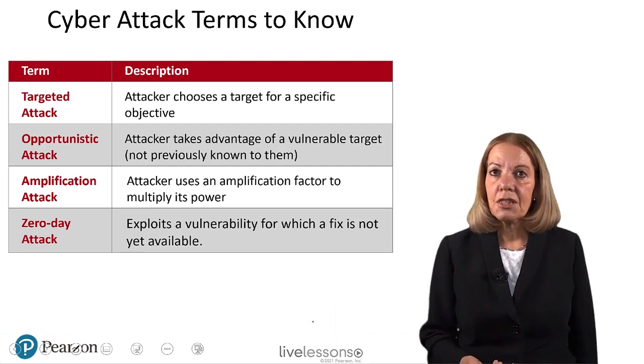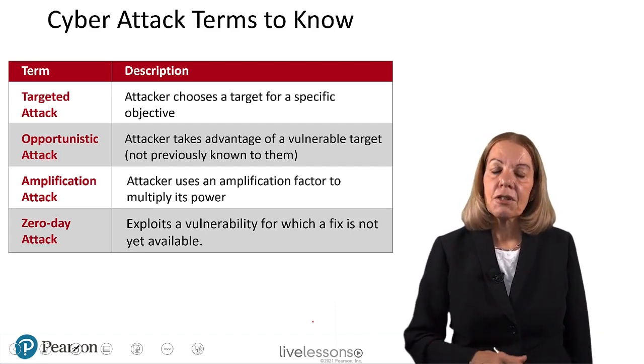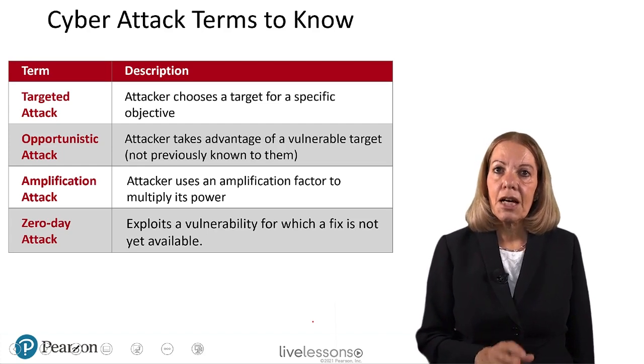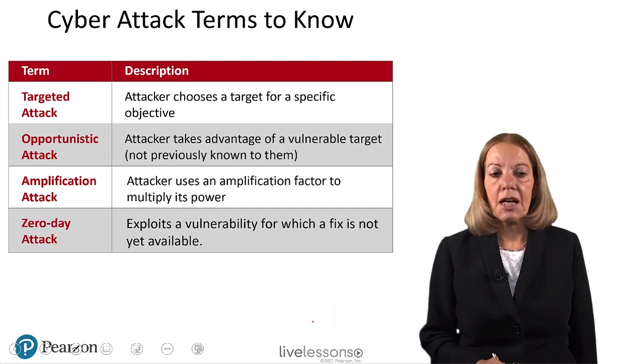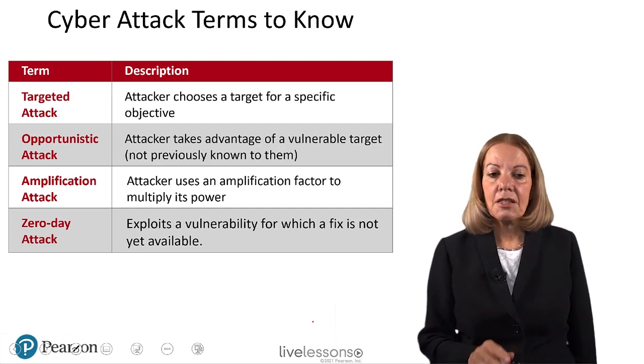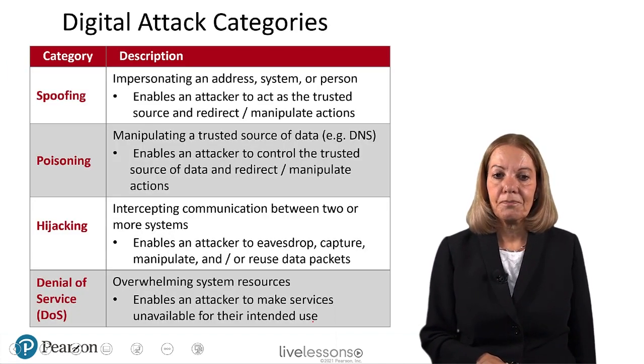An amplification attack is when an attacker uses an amplification factor to multiply its power. And a zero-day attack is when the attacker exploits a vulnerability for which there's not a fix yet available. So targeted attack, opportunistic attack, amplification attack, and zero-day attack. These terms are going to come up multiple times over our course.